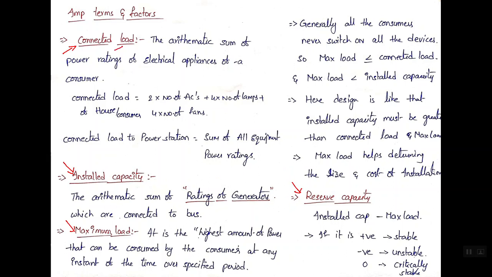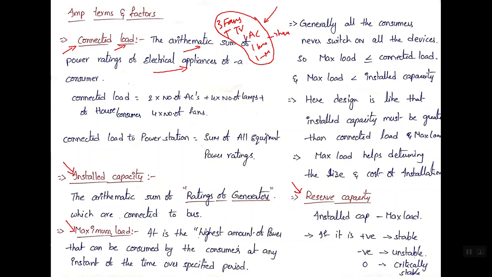First of all, what is the connected load? Connected load is nothing but the sum of the power ratings of electrical appliances. It is the arithmetic sum of power ratings of electrical appliances. For example, in our house we have three fans, one AC, one washing machine, one motor, like that. The ratings of all these equipments in our house, we can say, is the connected load to our house.